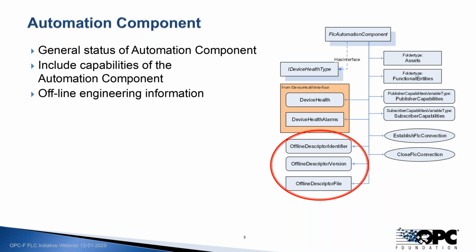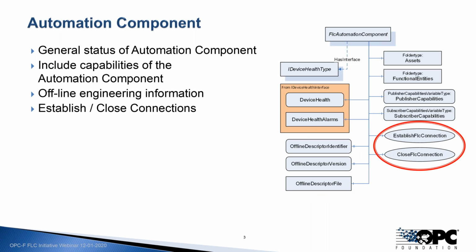So part of this descriptor includes identifier and version information of the descriptor, but it's actually a file too, so someone can download this file and obtain information from the device for how to engineer this device or what this device is capable of doing. We also have some methods that allow systems to establish connections to this device or to close connections. Connections are described later when we talk about functional entities, since they are between two functional entities.